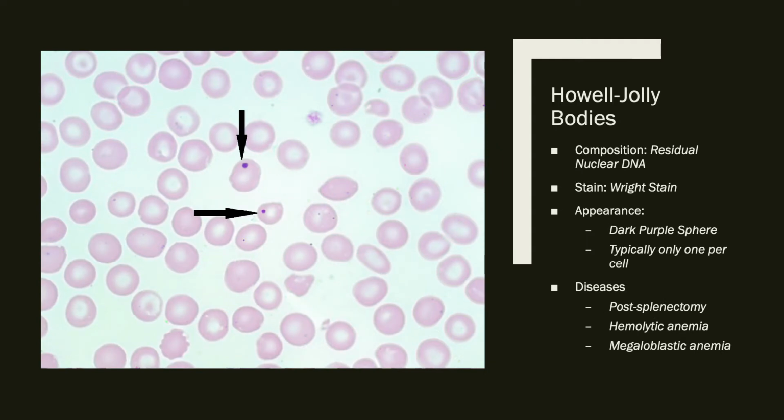With the second inclusion, we've got the Howell-Jolly bodies, and these are made up of nuclear DNA. So the first one, basophilic stippling, was rRNA. Howell-Jolly bodies are nuclear DNA. These also show up on a right stain, just our standard stain. And these look like pretty confined spheres, and typically you'll only see one inclusion per cell, one Howell-Jolly body per cell. Usually these are going to be pitted by the spleen, so if a patient's recently had a splenectomy, you might see these. Also, those with hemolytic anemias or megaloblastic anemias, these can show up in those patients as well.